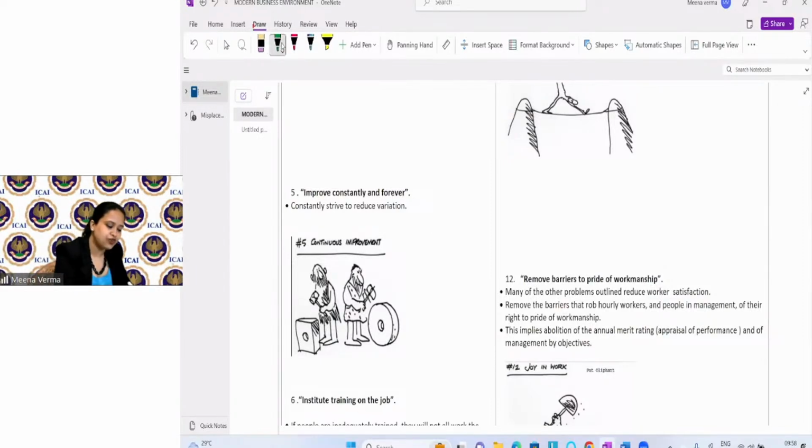So we should always try to find out the flaws in the organization, the weakness in the organization. We should always try to find it everywhere. And it should be the responsibility of everyone in the organization, right?